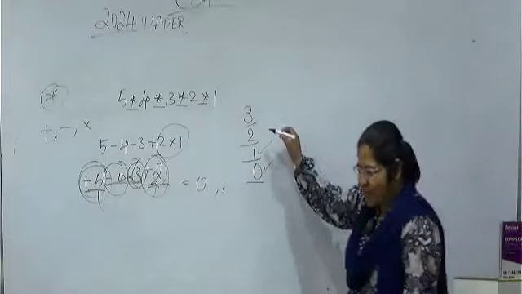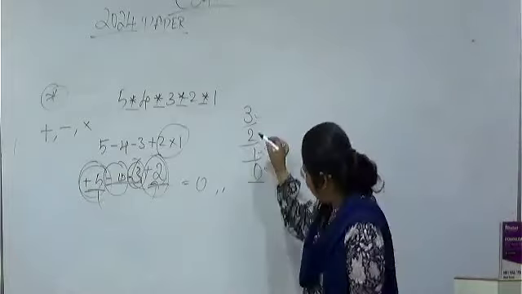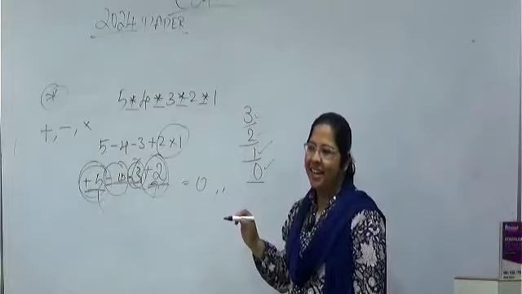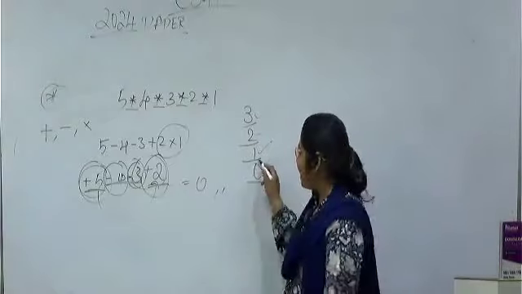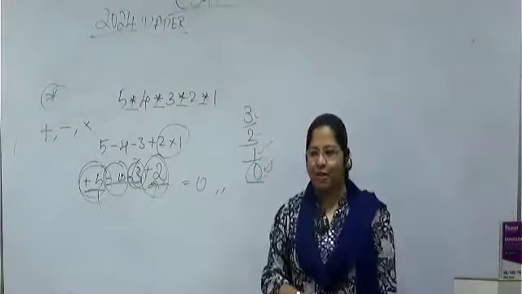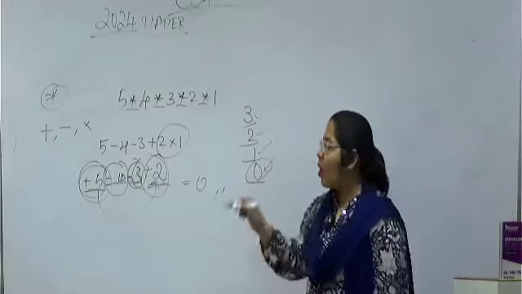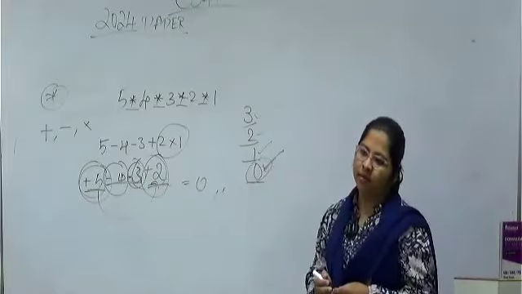People got 3 also. People got 2 also. And people got 1 also. But the answer is 0, because that is the least non-negative value. So I said always you should try for 0.